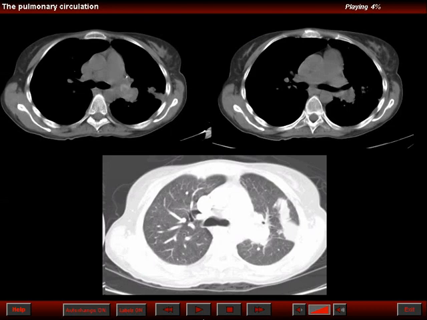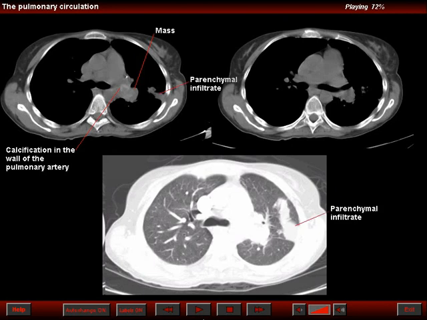The upper two images are mediastinal windows. Note calcification in the wall of the pulmonary artery and a mass that was a confusing finding at the time of surgery. Note also a peripheral density next to the left chest wall. The bottom image is a lung window which shows an extensive parenchymal process and an apparent hilar mass. A striking finding is the reduced pulmonary vascularity of the left lung.